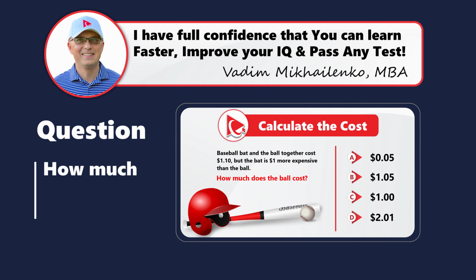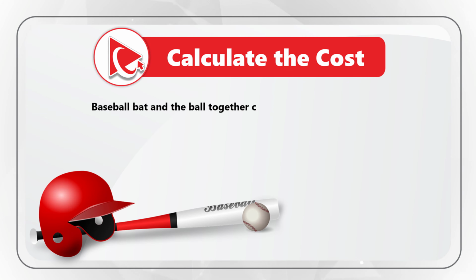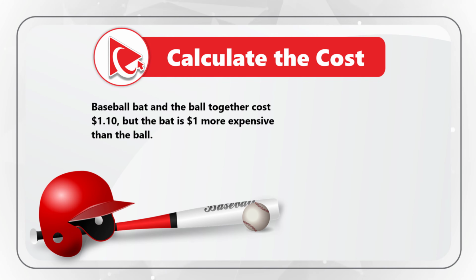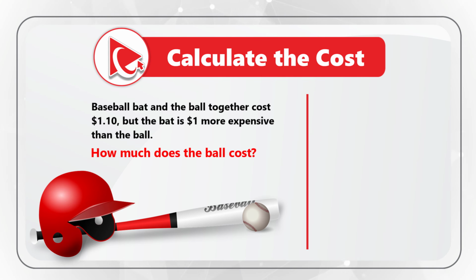This is one of my favorite questions because it tests a variety of different skills in the test. A baseball bat and the ball together cost $1.10, but the bat is $1 more expensive than the ball. How much does the ball cost? You need to select one out of 4 possible choices.